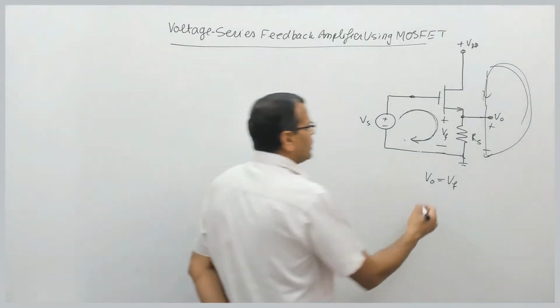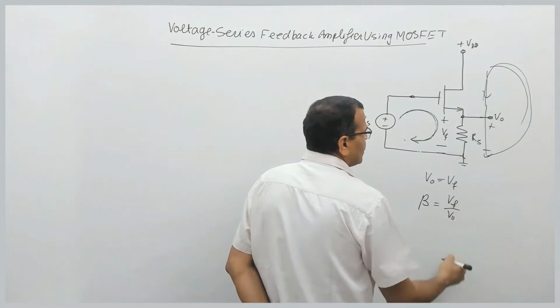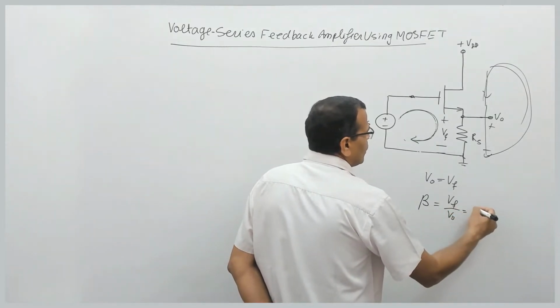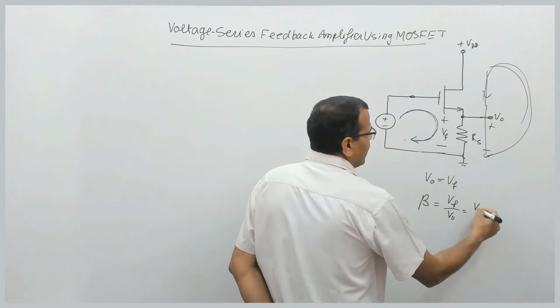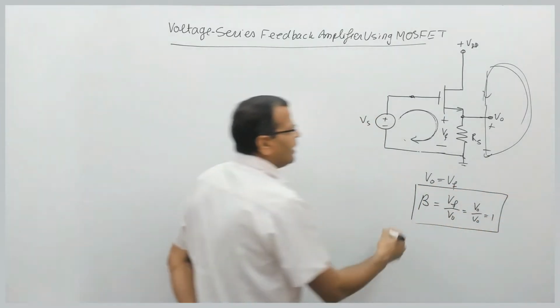So we know what beta is. Beta is the ratio of feedback signal to the output signal. So this is equal to VF over Vo, that is Vo upon Vo, which is equal to 1. So beta here is 1.